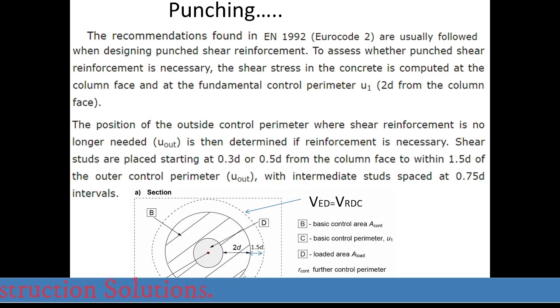Here we need to provide the shear reinforcement up to a distance which is less than 1.5d from the outer perimeter, meaning the shear reinforcement must be provided in the region between the basic perimeter and this outer perimeter. Here the shear stress in the concrete is computed at the column face.